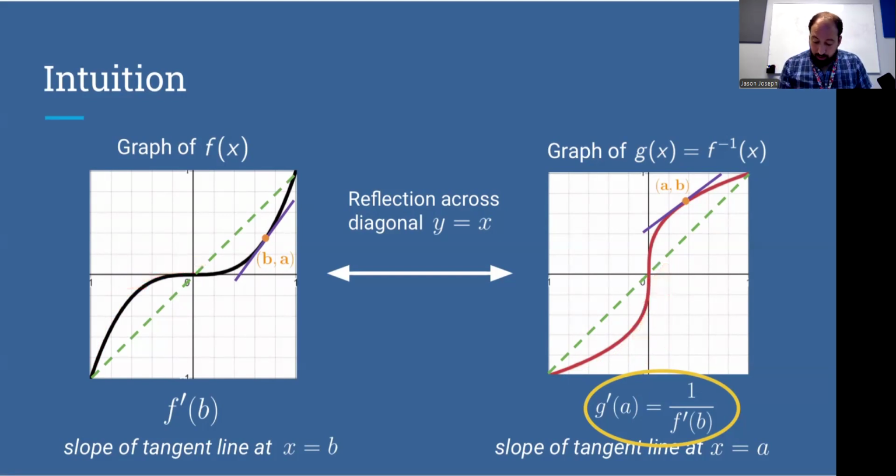So to sum it up succinctly, the derivative is just the reciprocal number. But you have to be careful to evaluate at the right x value. This one is at a, and this one is at b.